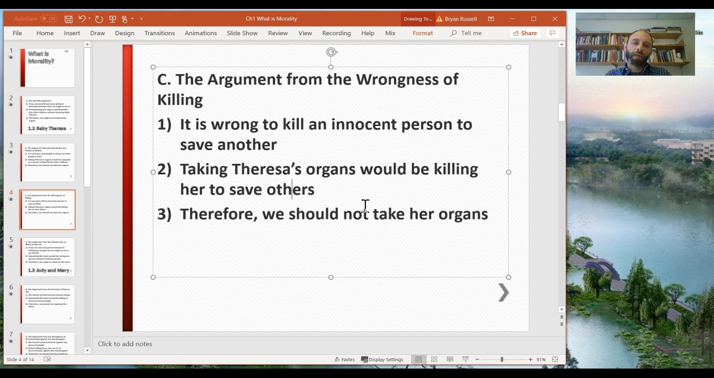Taking Teresa's organs would be killing her to save others. On the face of it, this seems obviously true. It will stop her heart from beating. It will stop her lungs from producing air, right? And whatever brain function she has, which is not much, but there is some functioning brain there, that will cease to happen too. So it seems obviously true that harvesting organs would be killing her. Rachels makes an interesting argument here.